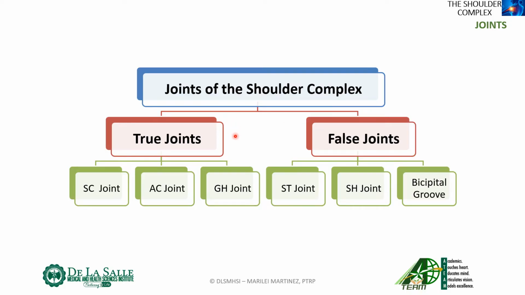So under the true joints, we have your sternoclavicular joint, acromioclavicular joint, and your glenohumeral joint. For the false joints that do not have true bone-to-bone articulation, we have your scapulothoracic joint, suprahumeral joint, and your bicipital groove or your intertubercular groove.